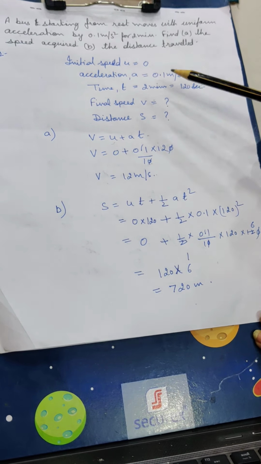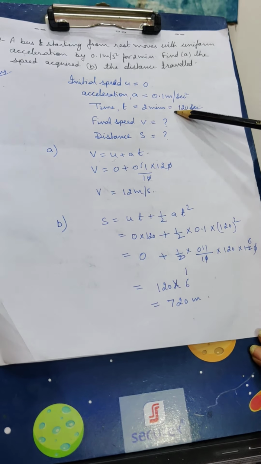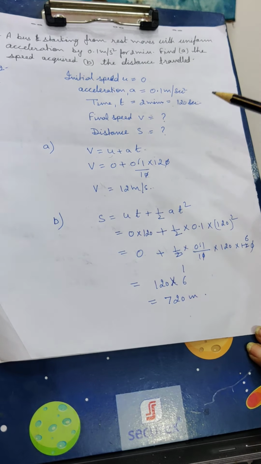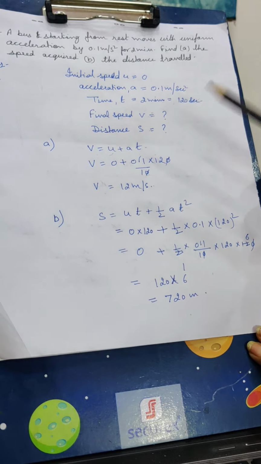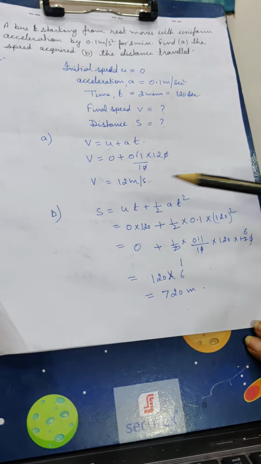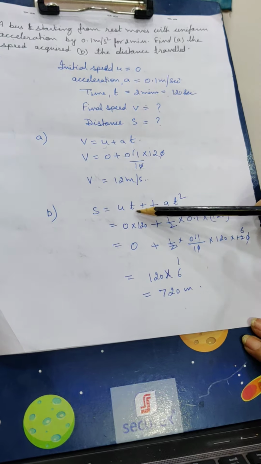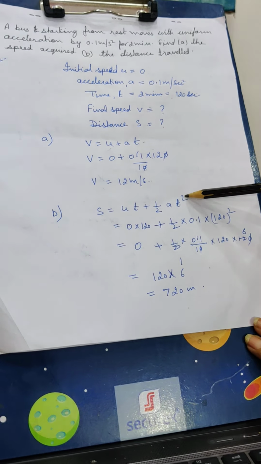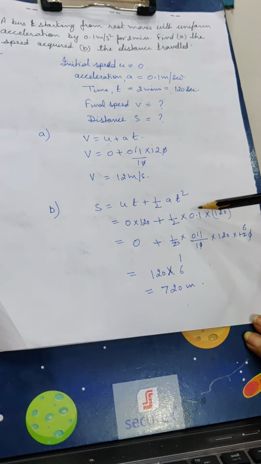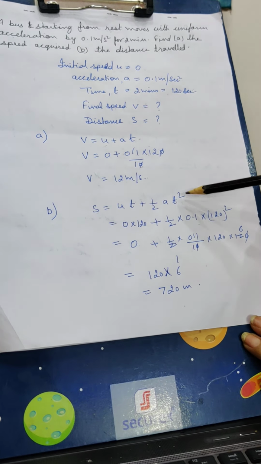Now for calculating distance, just now I told you, if time is given, then we use the second equation of motion, and if time is not given, then we use the third equation of motion. Since here time is given, to calculate distance we will use the second equation, that is s = ut + ½at². Now u is 0, time is 120, so s = 0 + ½ × 0.1 × 120², since it is t square.